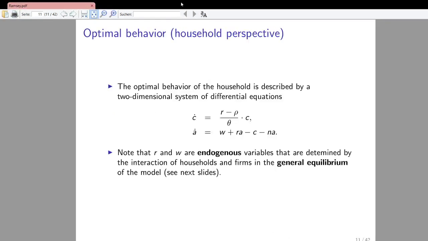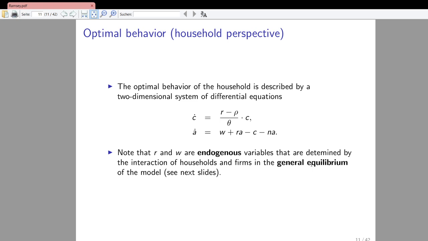Now we can put things together, the two dynamic equations, and that's the solution of the system in the control state space. We have the consumption Euler equation here, where we bring consumption from consumption growth, the denominator, to the right hand side. So we have this expression here, and we have a dynamic equation for assets. Again, we have here income consisting of wage income and capital income minus consumption, that's savings, and here we have the capital dilution part.